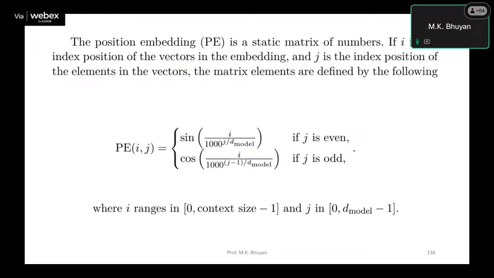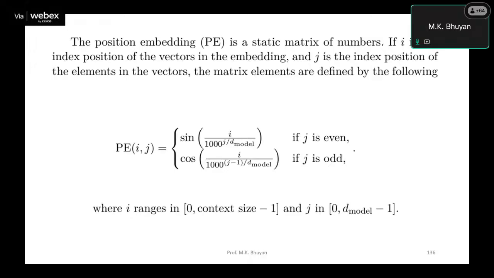So you can see what is the meaning of this sine and cosine. If I consider this PE(i,j), i is the position of the word in the sentence we are considering, and j is the index position of the elements in the vector. So i is the position and j is the index position of the elements in the vector.